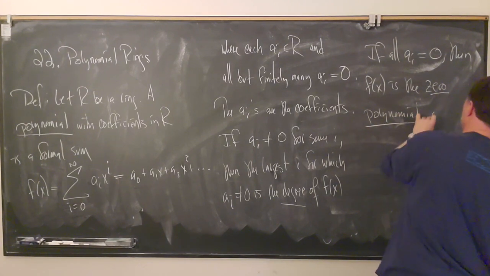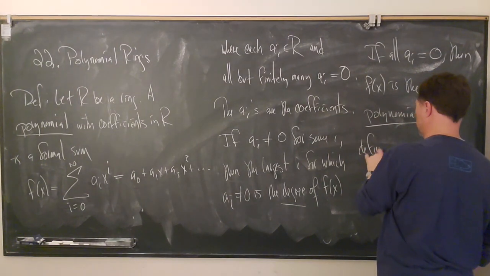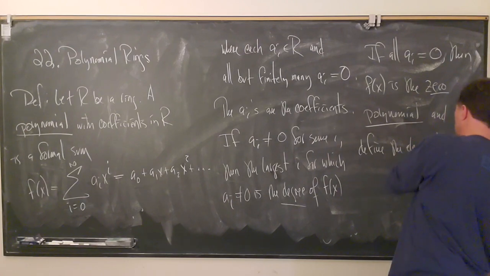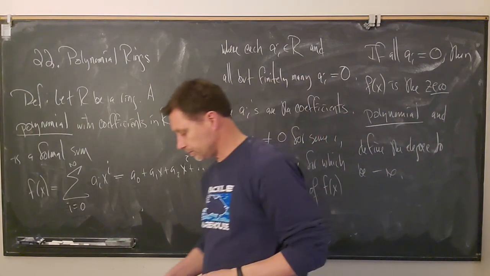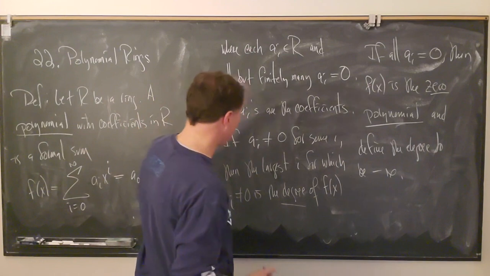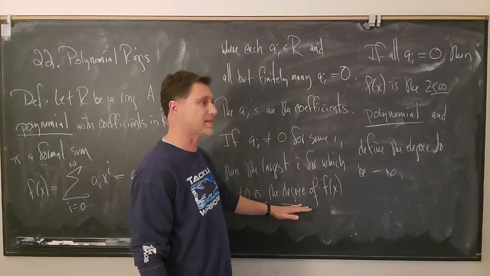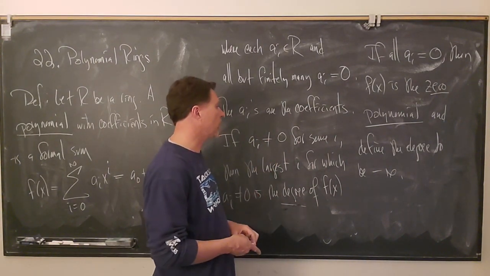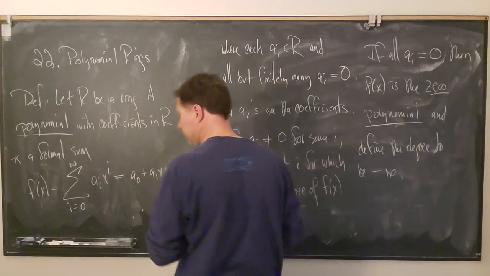And we define the degree to be minus infinity. So there is a well-defined notion of degree for all polynomials. It's either the largest power, the i corresponding to the largest non-zero a sub i, or, for the 0 polynomial, we define it to have degree minus infinity.